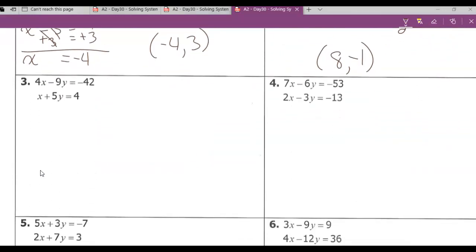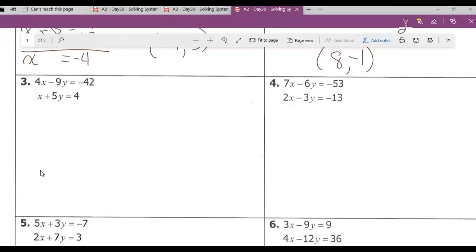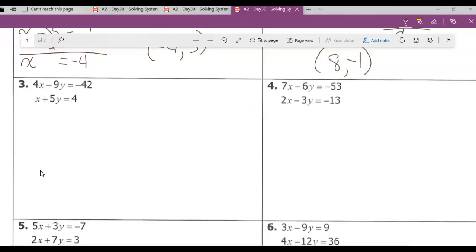Number 3. Here I have 4 x's and positive 1x on the bottom, and negative 9y's and positive 5y's on the bottom. So there's nothing really in common right now. So I'm going to focus on trying to get rid of my x's. I have 4 x's on top. In order to get rid of x's on the bottom, I would need negative 4 x's on the bottom.